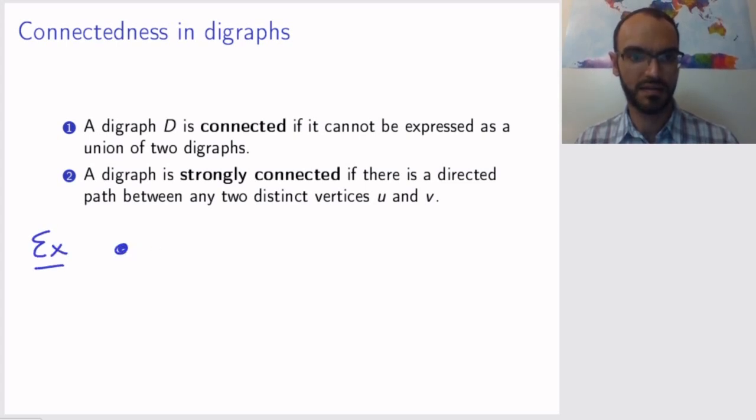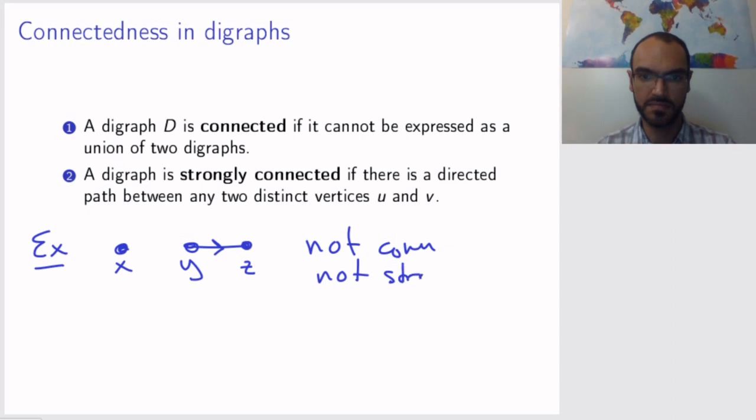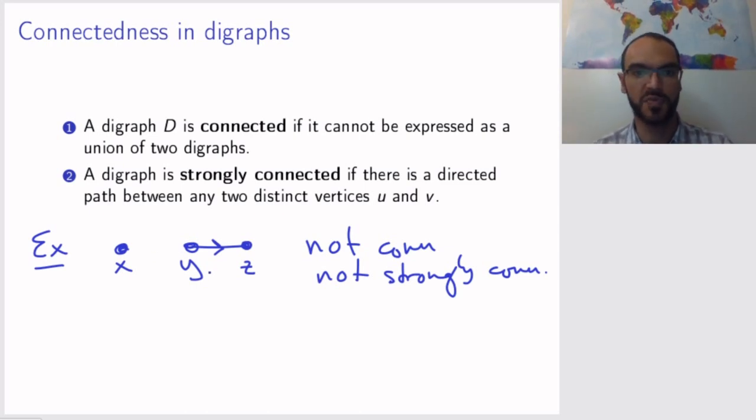Let's look at this graph. This digraph is not connected. And it's not strongly connected either. First of all, because it's the union of X and the graph with Y, Z, and the edge between them. That's why it's not connected. It's not strongly connected because there is no directed path between X and either of Y and Z. Now look at the following graph.